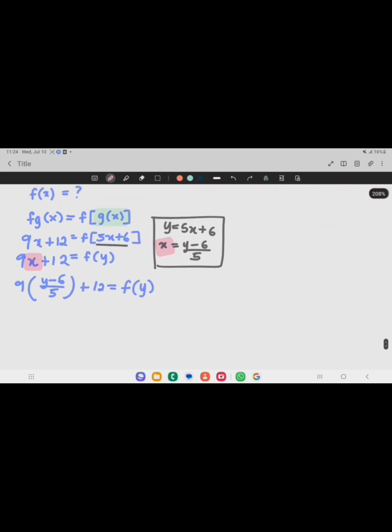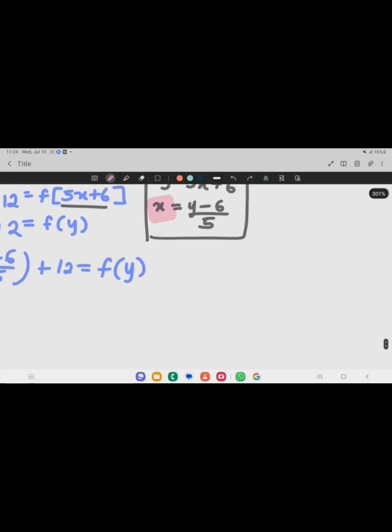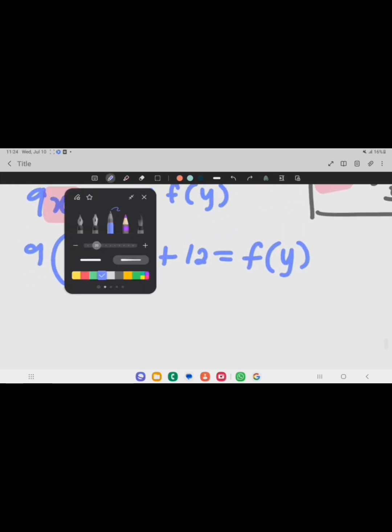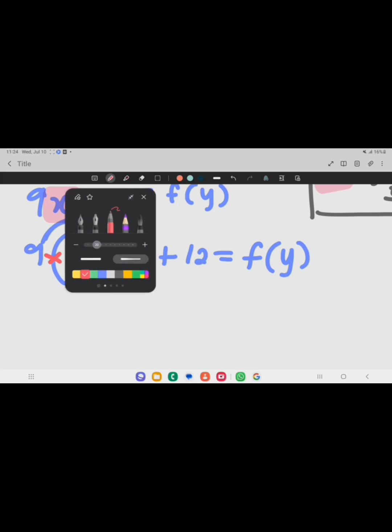So once you come until this step, the rest is easy. This one you can expand, right? And also when you have it like this, this is a times relation. Okay, it's not a function anymore. This is a times relation. So now you can open the bracket.